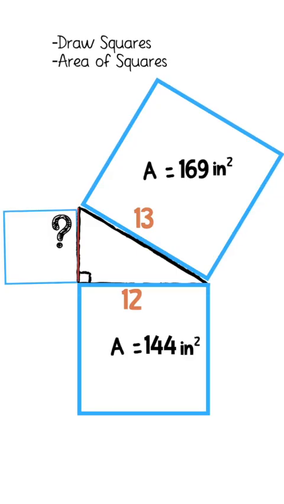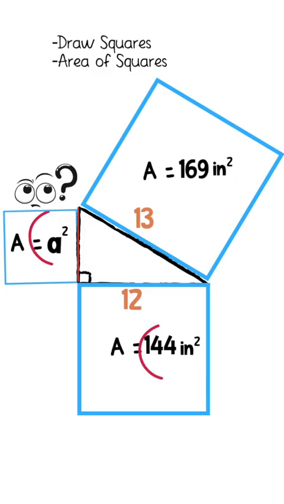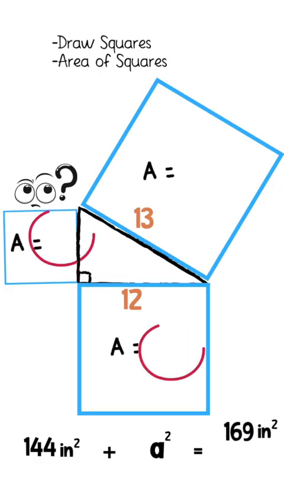Then the Pythagorean theorem says the sum of the areas of the legs equals the area of the hypotenuse, right? Correct. So we have 144 inches squared, and the other is A squared. We don't know what it is yet. So we'll write the equation. We add the areas of the leg squares to equal the area of the hypotenuse square. So 144 inches squared plus A squared equals 169 inches squared.